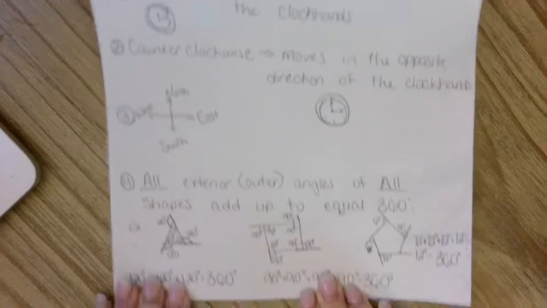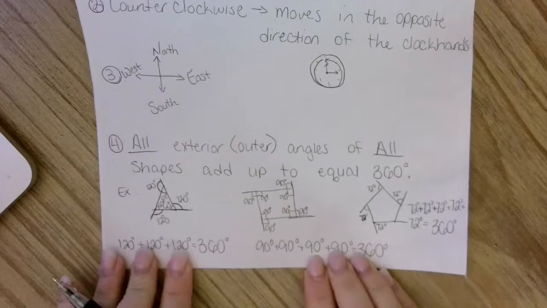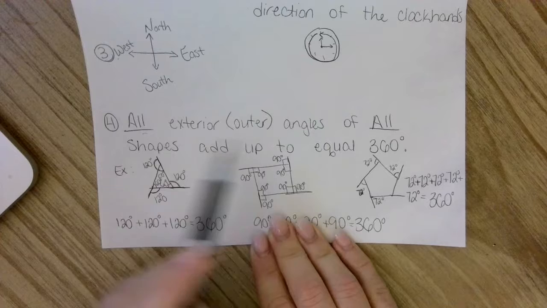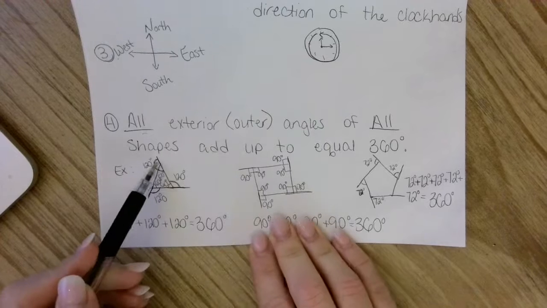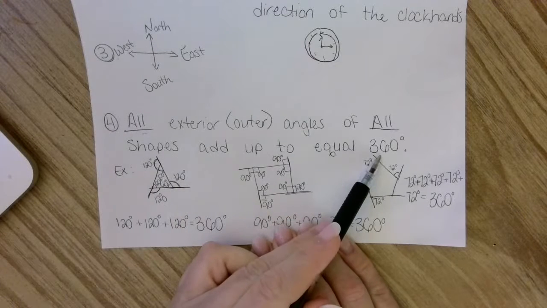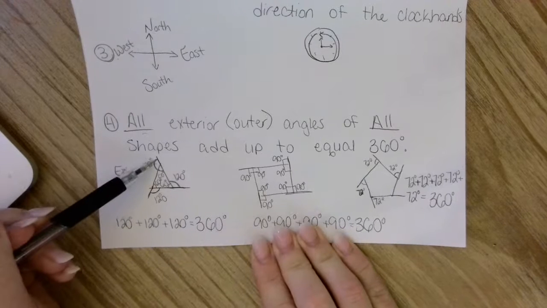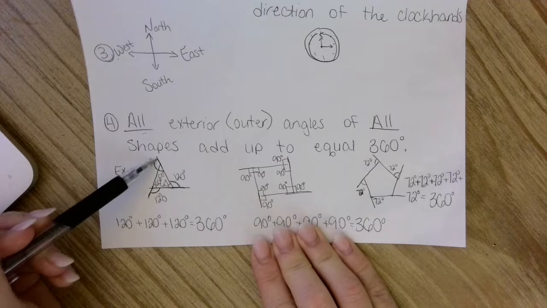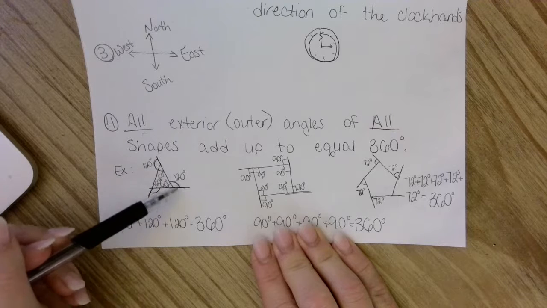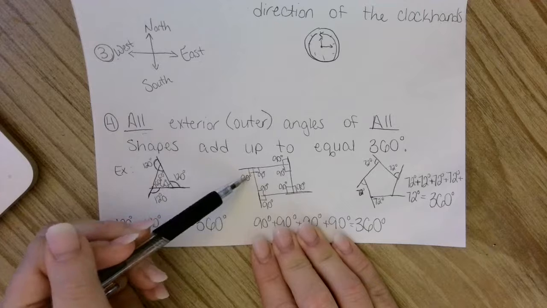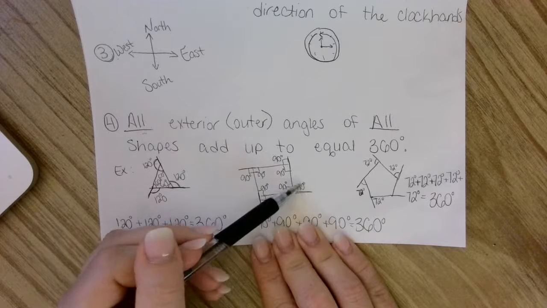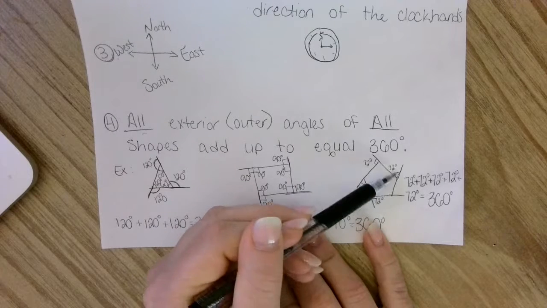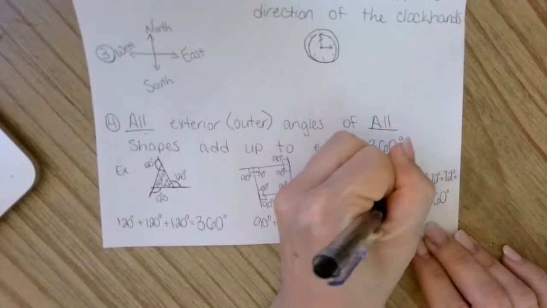Now, the 4th hint is probably one of the most important hints. All exterior angles of all shapes have to add up to equal 360 degrees. The exterior angles are the ones that are on the outside of the shape. You can see I'm pointing to the exterior areas of each one of these shapes. And oops, I left off one here.